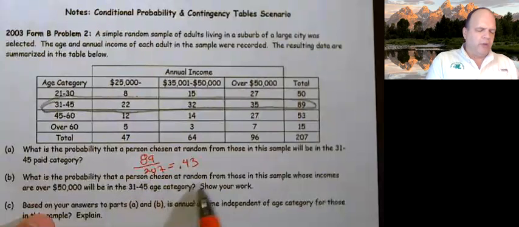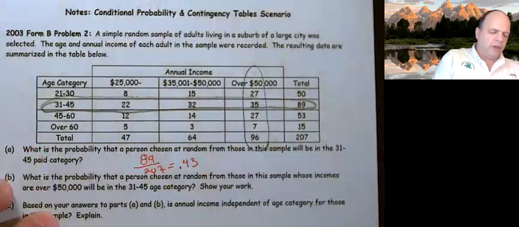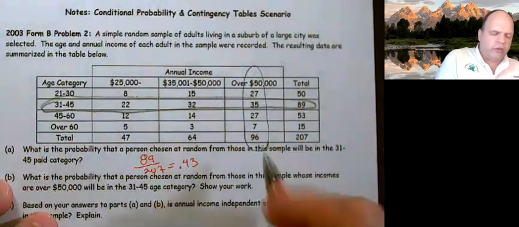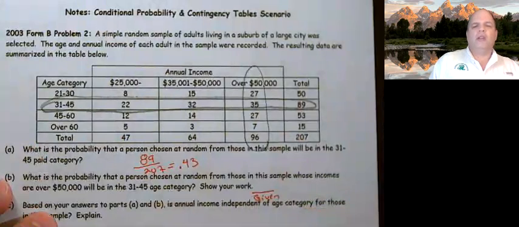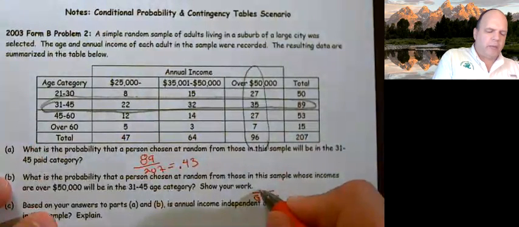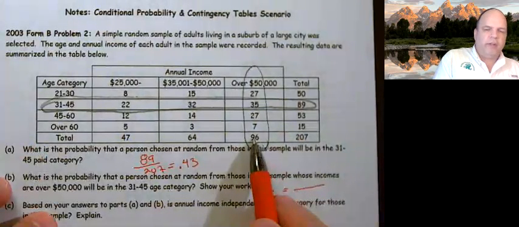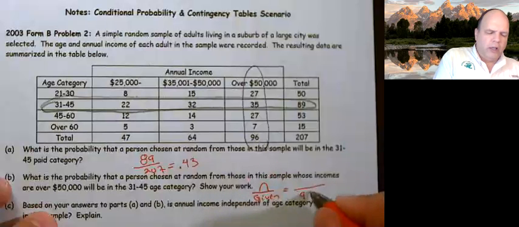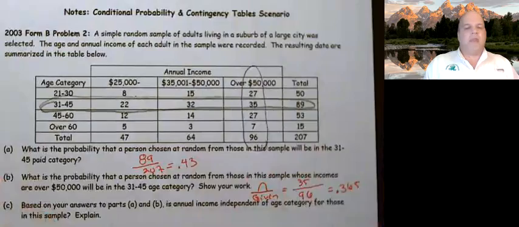What is the probability that a person chosen at random from those in the sample whose incomes are over 50 will be in the 31 to 45 age category? So now I've restricted myself to the over 50. This is essentially saying, given that they make over 50, and anytime I have a given, I'm going to have an intersection. So given, well, how many were in the over 50? Well, 96 were. And the intersection is 35. So this ends up being 0.365. All right. So that's my work shown.